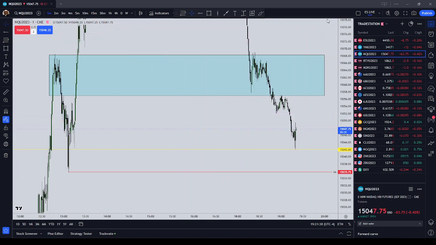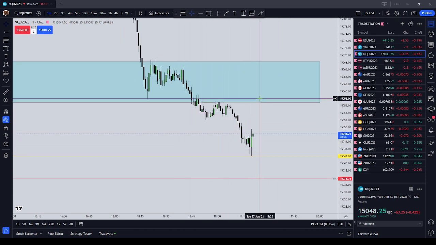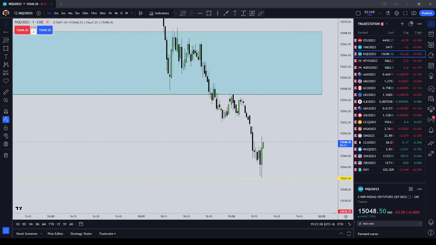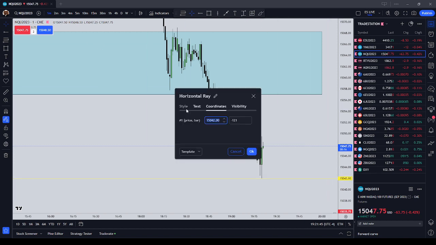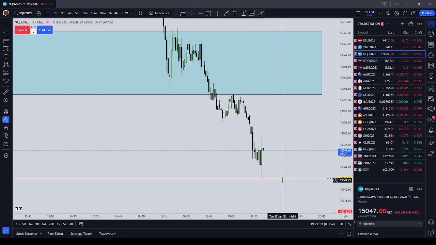Just going to delete this Fibonacci. You can see I don't use a whole lot of drawings, just some boxes and lines. If you're wondering what this yellow line is, it's the CE of a wick. Okay, it's a wick CE right there.